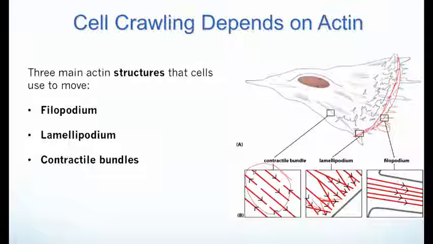And then in the rear of the cell, you have contractile bundles. And these are a series of actin filaments that are anti-parallel to each other. And we'll talk about it, but there's myosin in here, all right, that's putting force on these actin filaments and pulling these actin filaments to each other and thereby contracting the cell forward to pull the rest of the cell forward as it's moving.